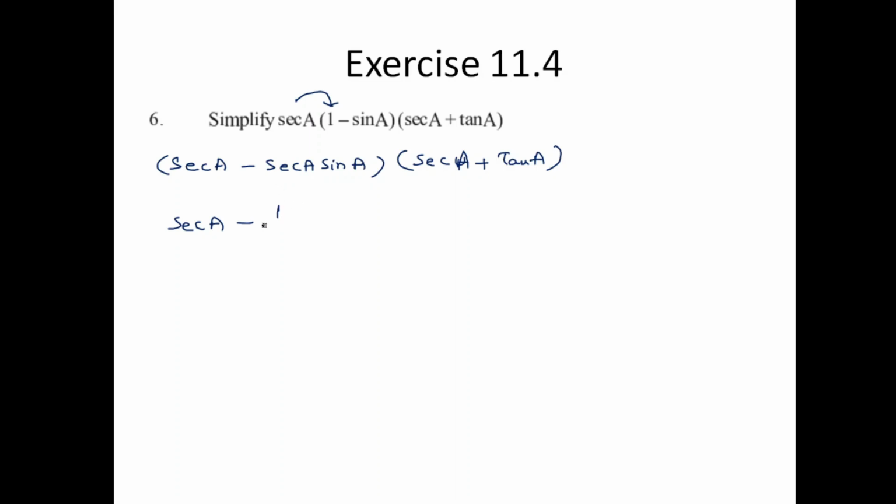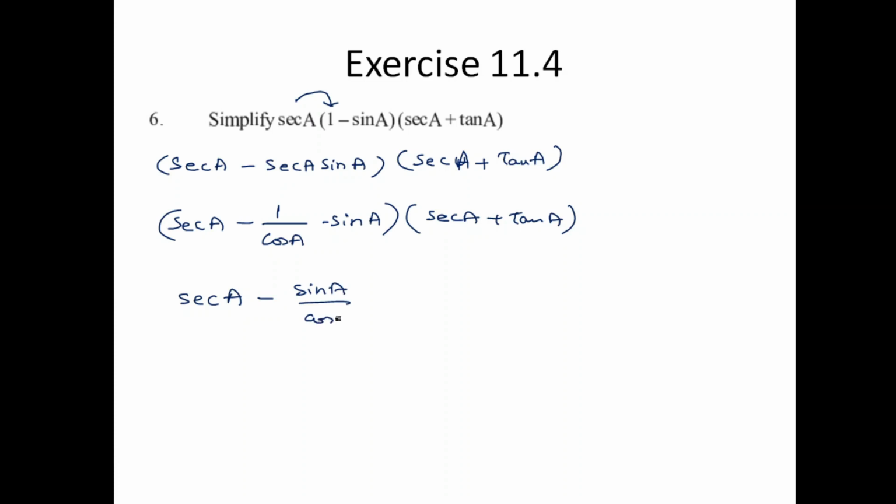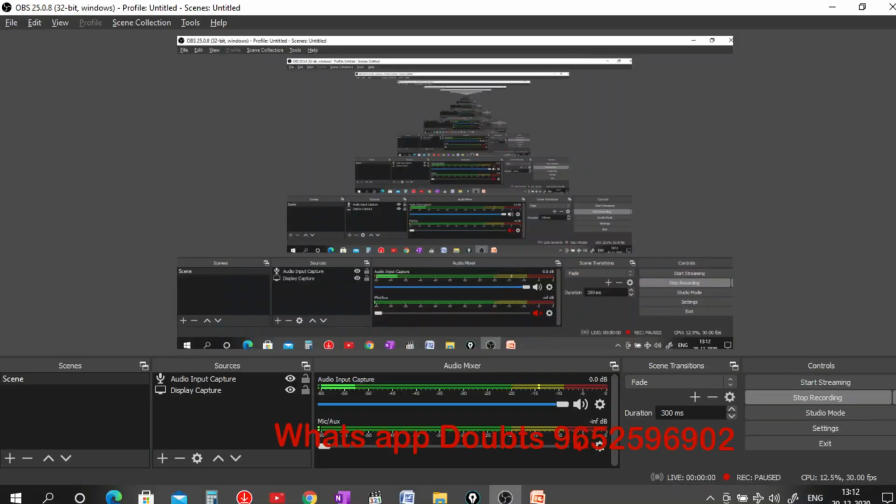So how can I write this as secant? I can write secant as 1 by cos into sine A. Hope this is also clear. No doubt, it's a basic formula. I'm just substituting it over here. This is your secant A plus tan A only. Now, if you look at this one here, I have left over secant A minus sine A by cos A, isn't it? So by looking at sine upon cos, I can say directly that this is tan of A. Okay, if it is tan of A, the value.